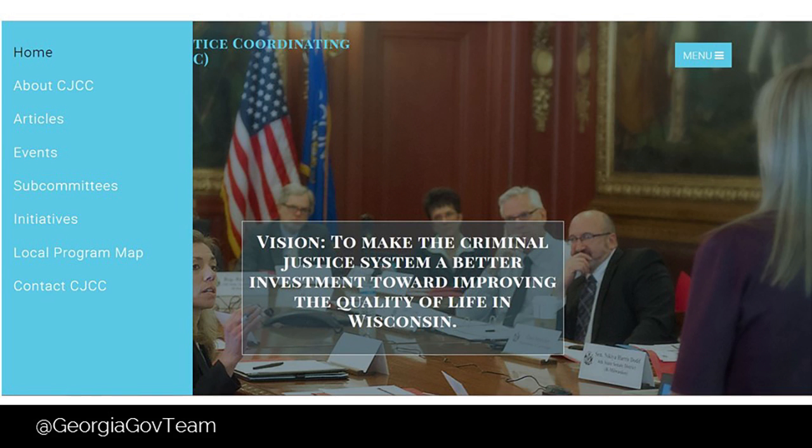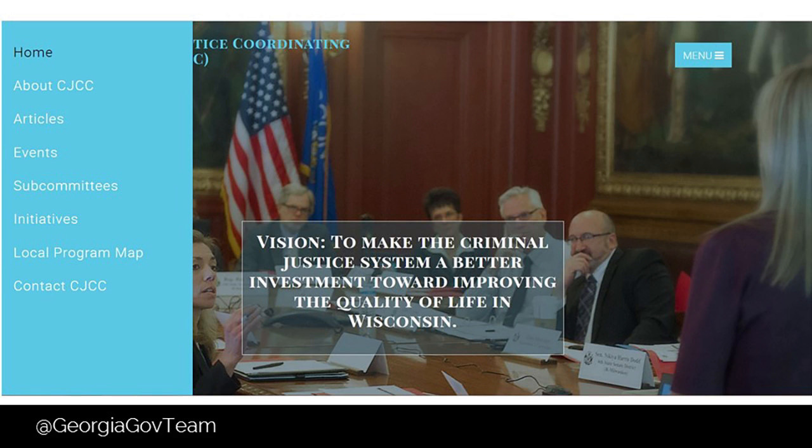Somebody who's not from the Georgia version of the council, can someone tell me what this agency does, who they serve? Well, no. Okay. I can tell you that they make the criminal justice system a better investment. Awesome. And they serve people in Wisconsin.